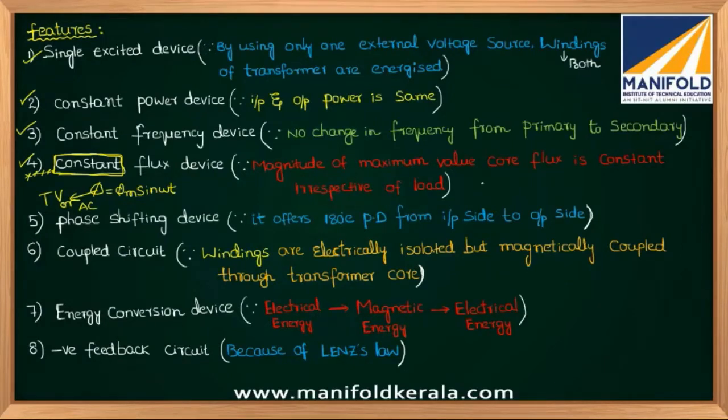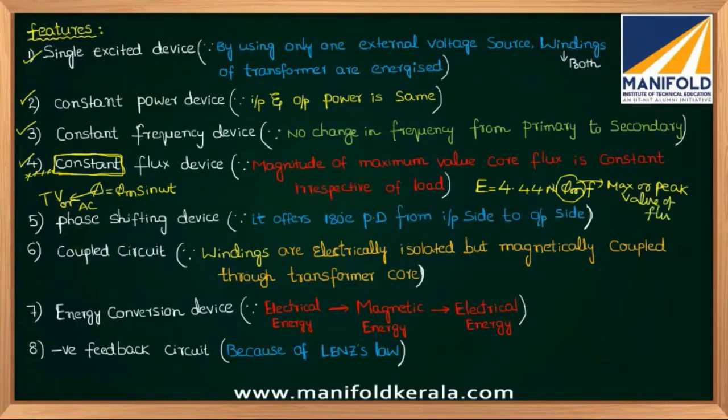See, in a transformer, guys, what is the formula for EMF? I'm just writing here, please try to see. E equals 4.44 N phi m F. This derivation, I think we'll see today only if time permits. So in this EMF equation of the transformer, phi m is nothing but the maximum value of flux, or I can say the peak value of flux.